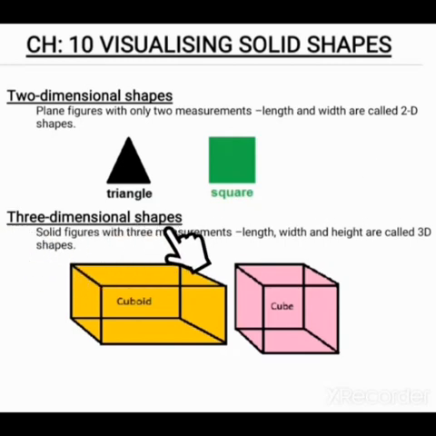Now, what is a 3D shape? 3D shapes means three-dimensional shapes. Solid figures with three measurements, length, width and height, are called 3D shapes. Some examples are given here: cuboid, cube, cylinder, sphere. These are all different types of 3D shapes.